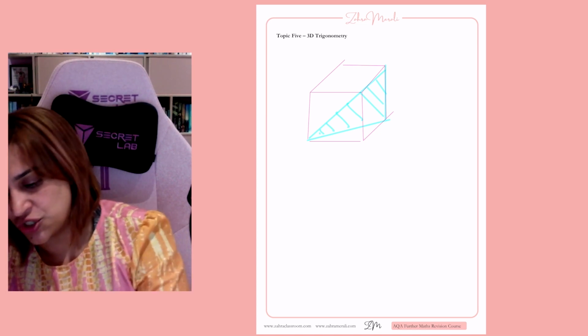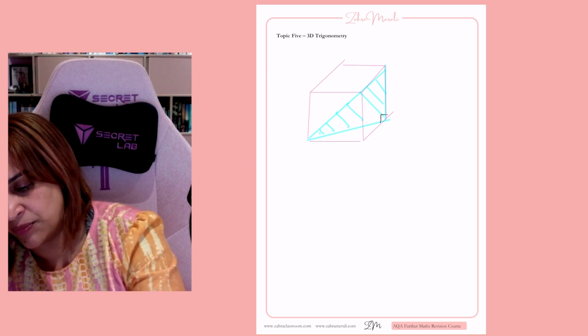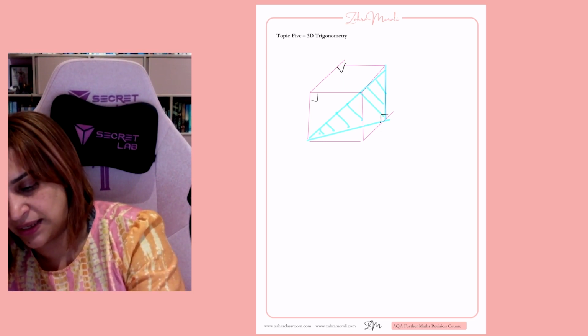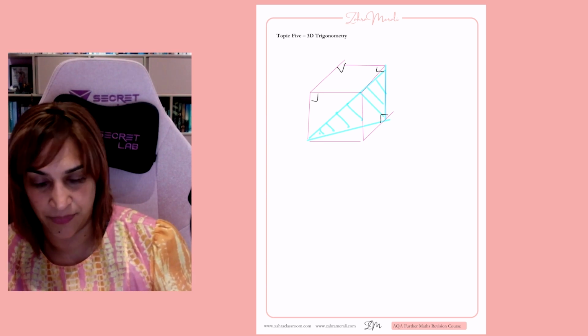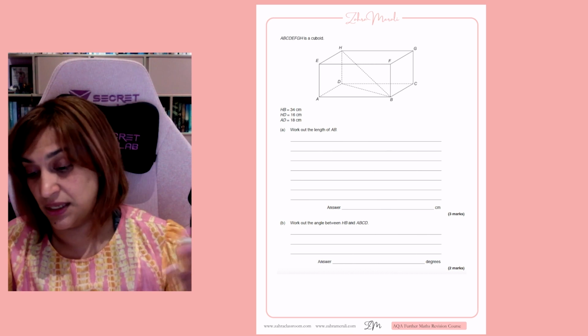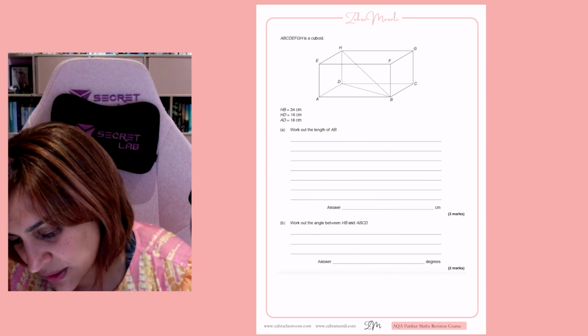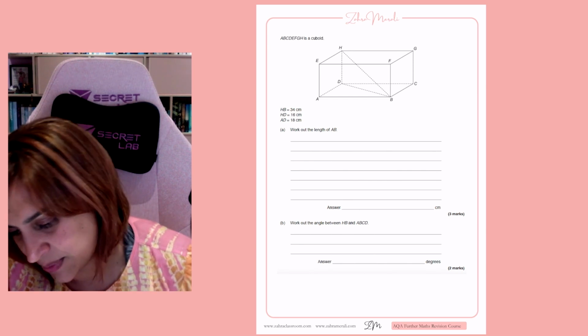So 3D trig is just about creating lots and lots of triangles and remembering there are right angles everywhere in a cube, or in a 3D shape. If it's something like this, which is a cuboid, they want you to work out the length of AB. So let's see what we know.